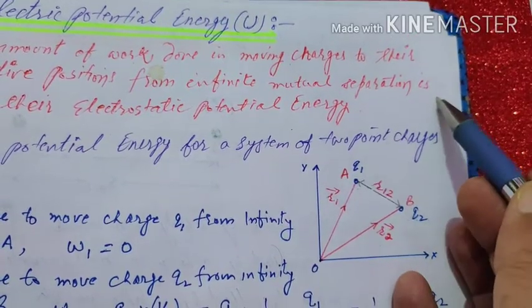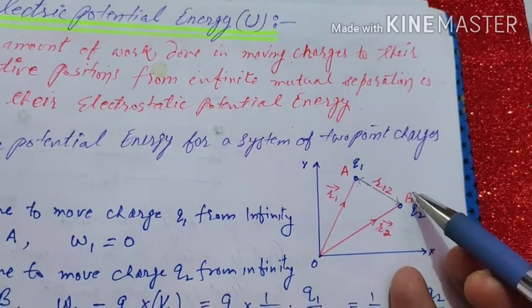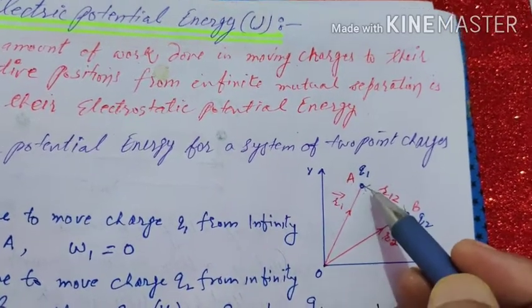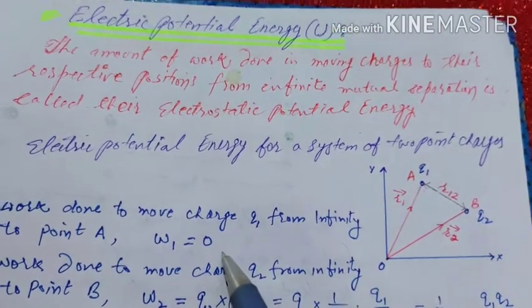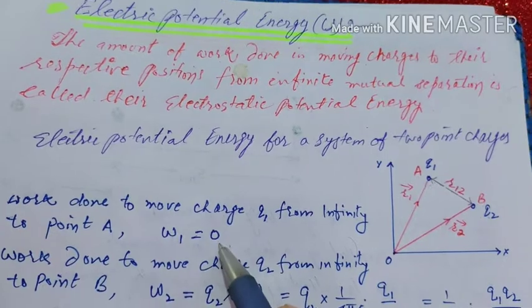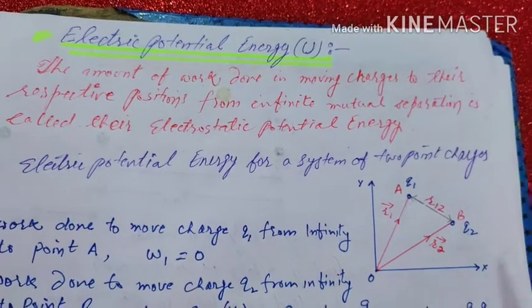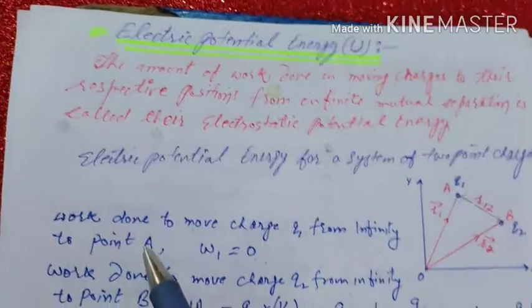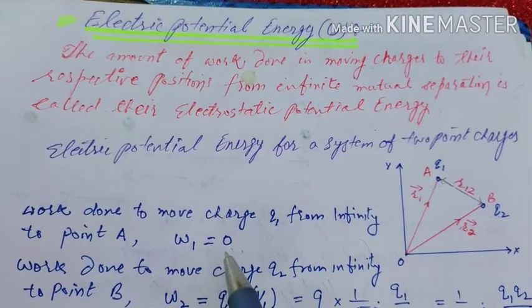As there is only one charge Q1 that I am bringing here, there is no other charge Q2 here. So no repulsion or attraction is there, and no work is done in bringing the charge Q1 from infinity to point A. So work done in bringing charge Q1 from infinity to point A is 0.